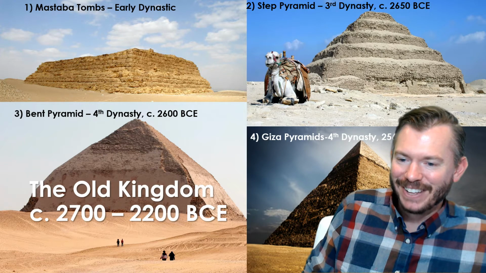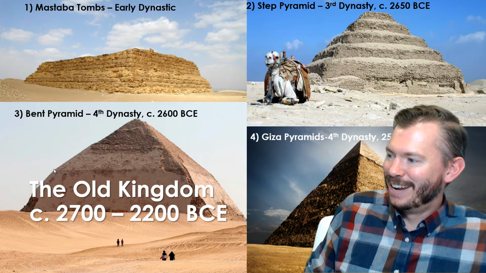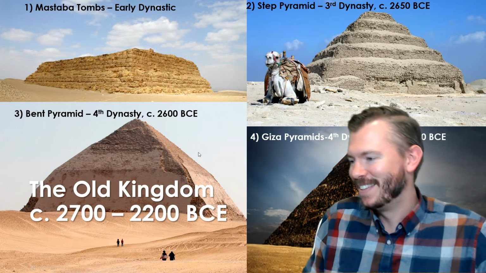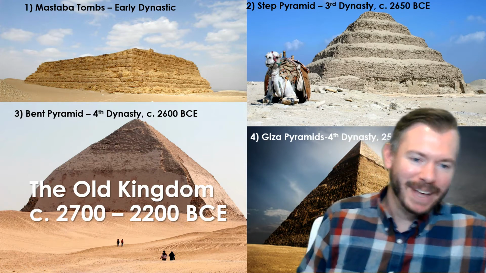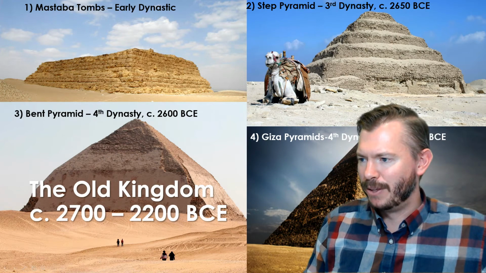And you can see one of the failures here where he started building it, and he got to about right here. And he was like, oh crap, this isn't going to hold up if I keep it this angle. So then he has to change it, and it's called the bent pyramid. Kind of interesting. And then we get the Giza pyramids. Again, 4,500 years ago, incredibly, incredibly old.